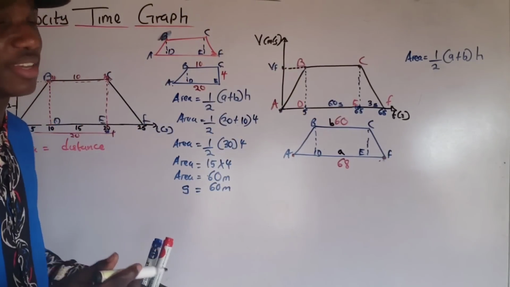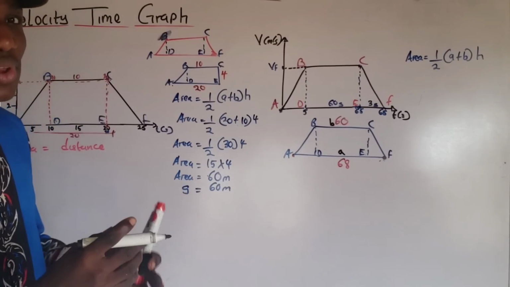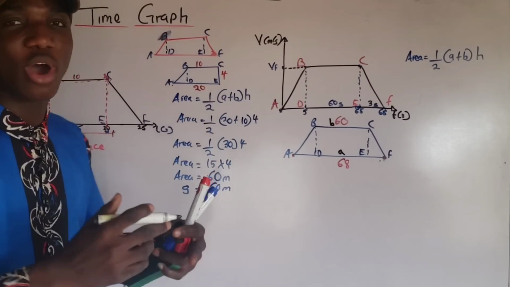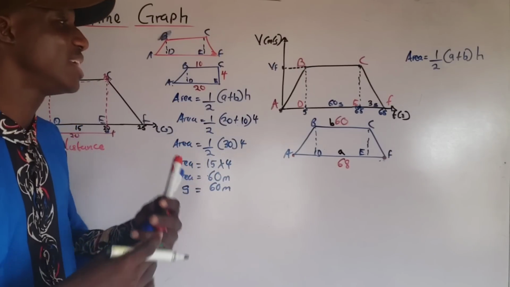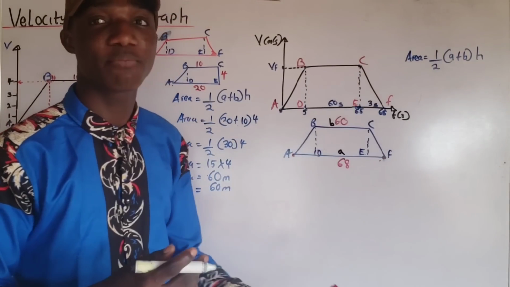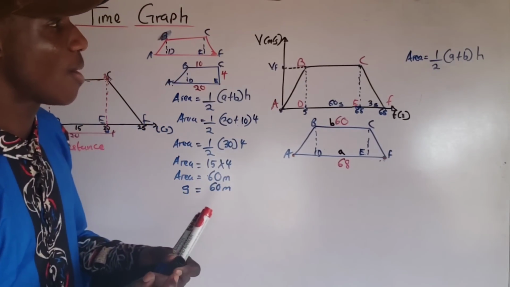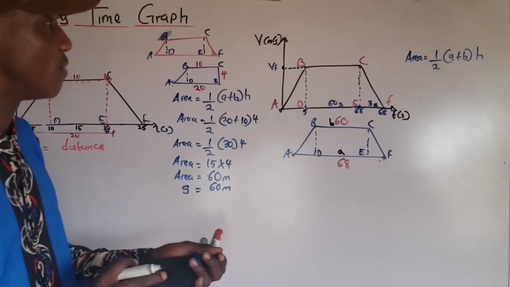The height is the velocity, the velocity that is attained. Now, how do we determine the velocity? Because if you don't know the velocity, we cannot determine the area. Area is 1/2 multiplied by (a plus b) multiplied by height, and height is the velocity. So we need the value of the velocity.